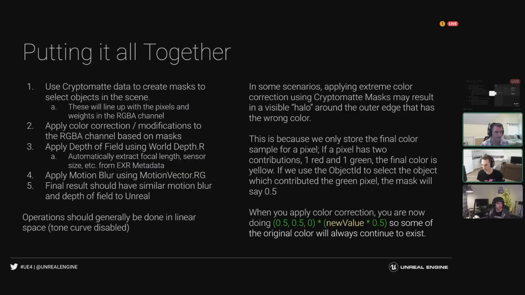When you do these masks, even though they are pixel perfect, if you do extreme color correction to something, you can end up with a little bit of a visible halo. That's kind of the wrong color. It still has some of the original color. This is because we only store the final color for a pixel, and when we go to modify the pixel, we don't know that. Say you have a couch and the background on the same pixel. You can pick the couch with Cryptomatte and you know that it has a weight of 0.5. But when you change the color, some of that original couch color and some of that original background color stay there. Apologize for the honking in the background if you heard that. So if you do extreme color correction, you may see some haloing, but for light editing, it works pretty well for most cases. If you do see haloing, it may be because of that.